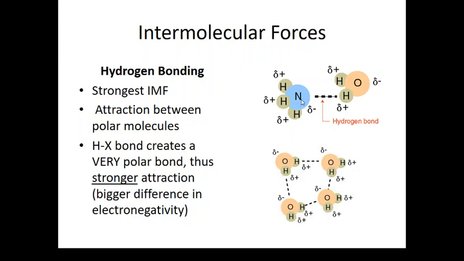As you can see here, we have hydrogen bonds that are present between the hydrogen and the nitrogen. Since these two are very different in electronegativity, we have a very high difference in slightly negative and slightly positive, thus causing the molecules to join together.